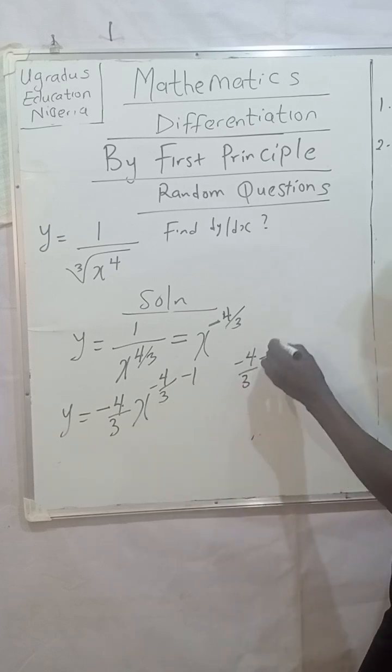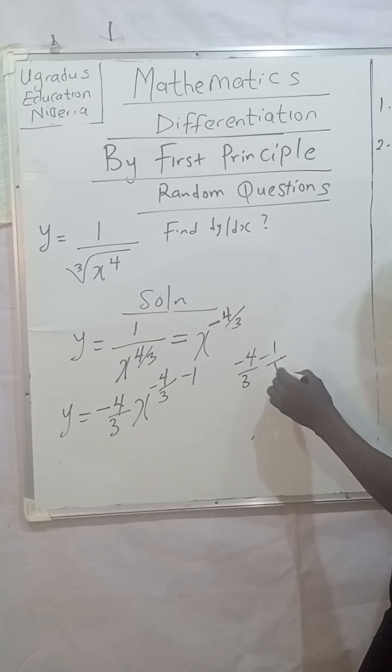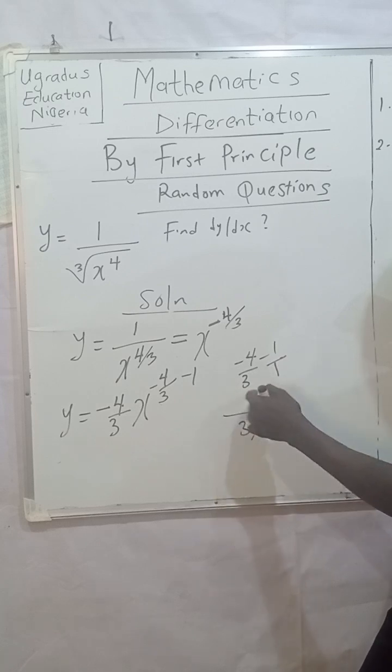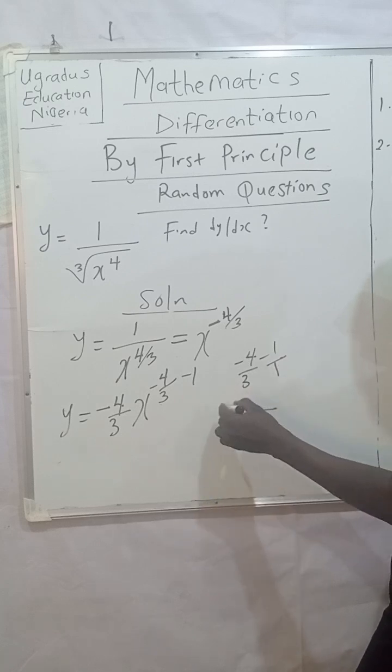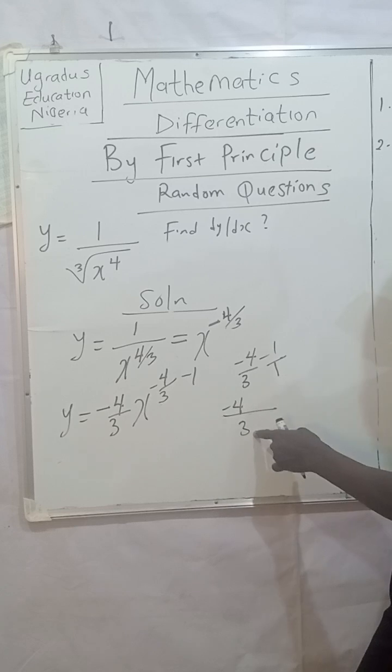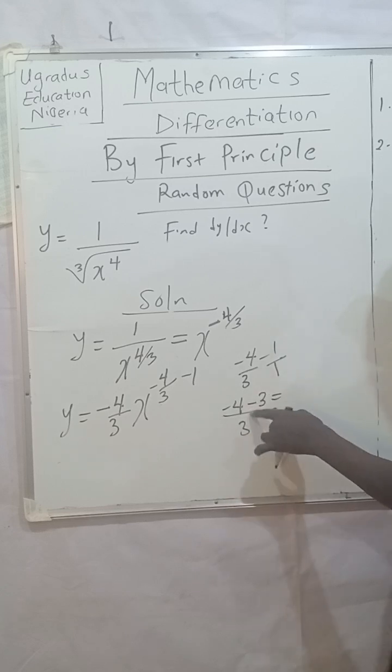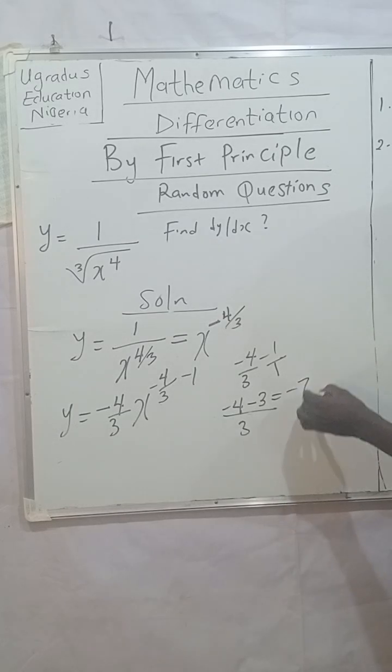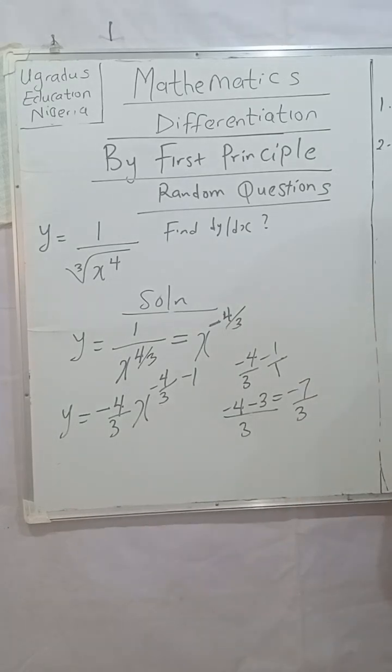Minus 4 over 3 minus 1 all over, put 1 by yourself. LCM is 3. 3 in 3 is 1. 1 times minus 4, minus 4. 1 in 3, 3 times minus 1 is what? Minus 3. So by the time you say minus 4 minus 3, you are going to get minus 7. That's minus 7 over 3.